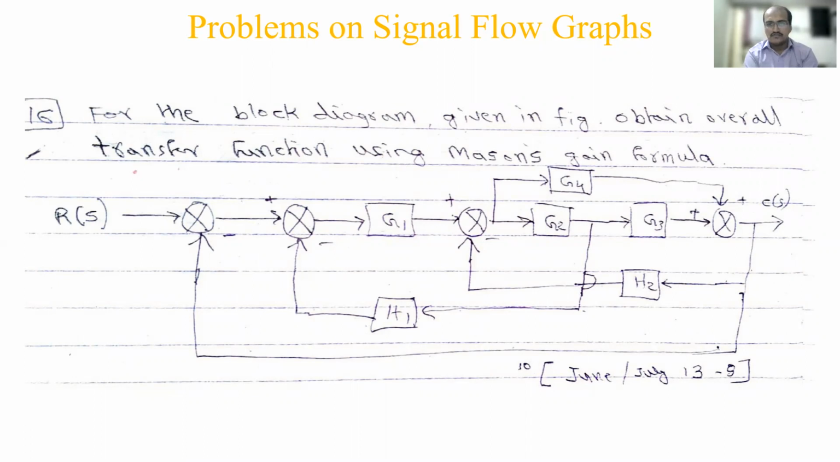And there are G1, G2, G3, G4 blocks, and there are H1 and H2 and unity feedback. So like that, they have given the block diagram. So what is our first step? Identify the summing points as nodes. Summing points and takeoff points as nodes, and give them a name.